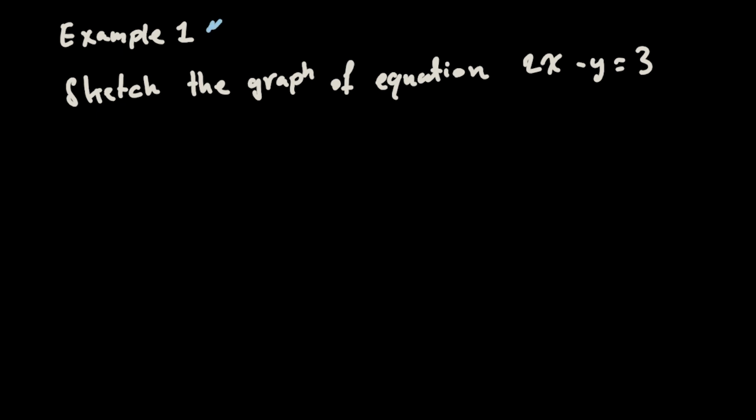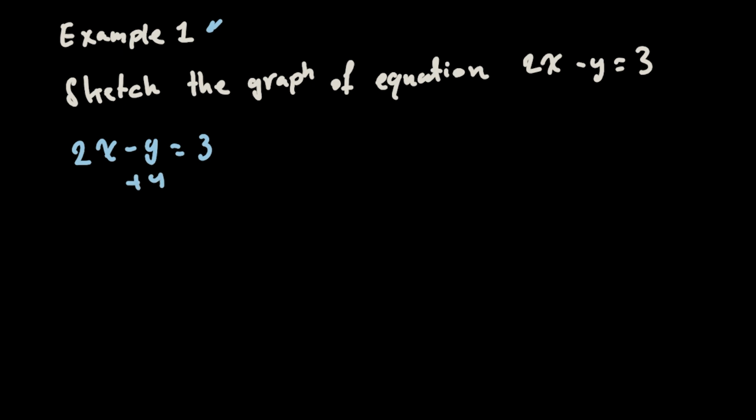So example number 1 says, sketch the graph of the equation 2x minus y equals 3. The first step to solve this example is to solve for y. So I'll just write the equation again: 2x minus y equals 3.